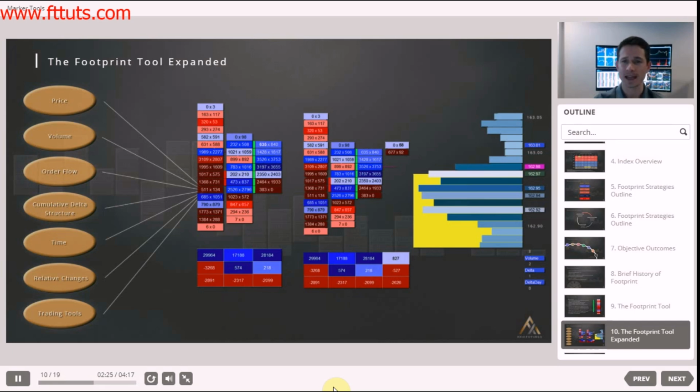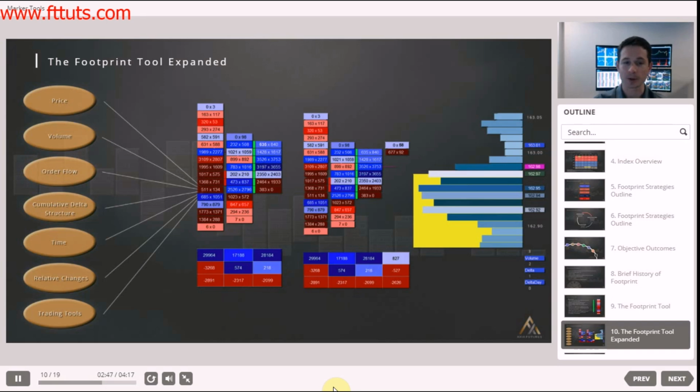Now in terms of the delta, what we sometimes want to look at over a series of rotations or time is the cumulative delta. That's simply the cumulative order flow, so it's the total delta that's been occurring over a number of periods or rotations. That can be seen in the information box below.